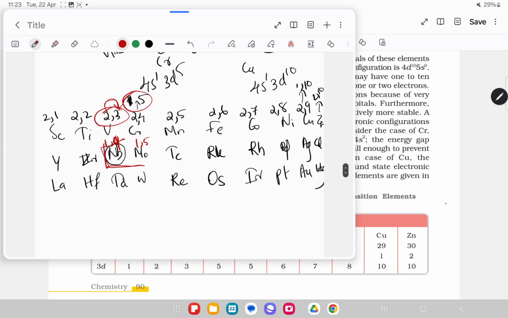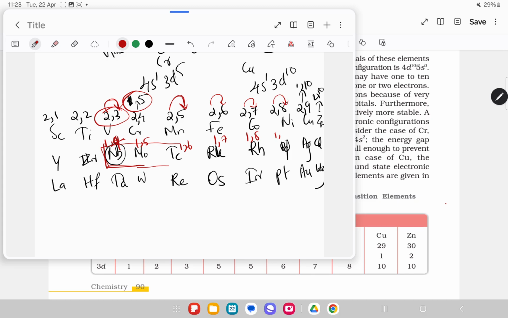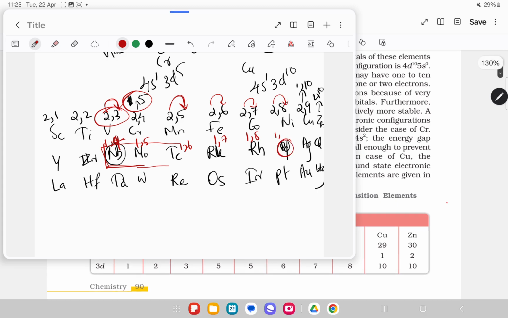Now here also, the exception starts from here, that's why I'm saying. Like 1, you jump to the, so 1 6. Here it will be 1 7. Here it will be 1 8. Okay, here it will be 1. Palladium is a special case where it is 0 10. You have to remember it. Okay, 0 10. Here it will be 1 9.